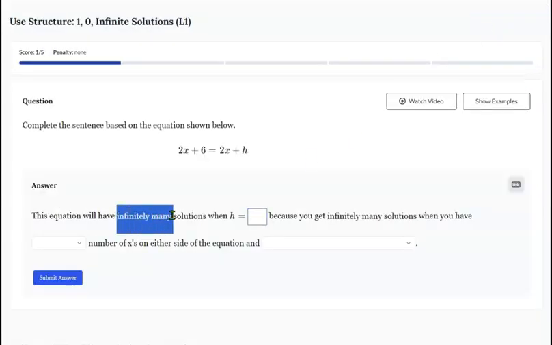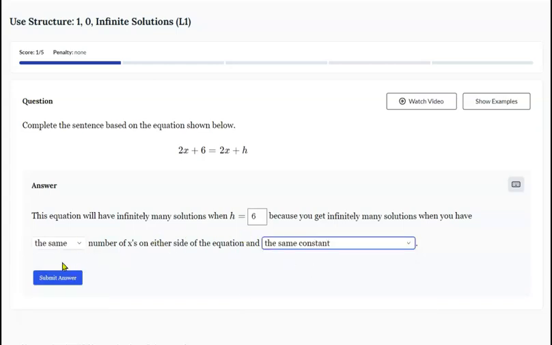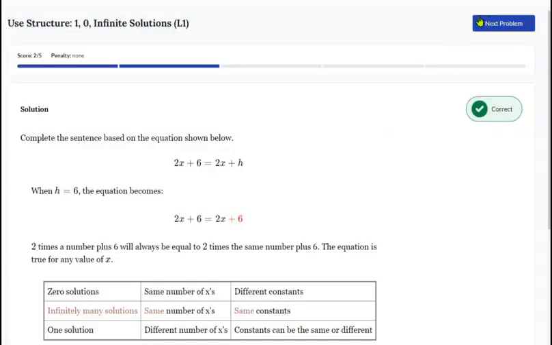Let's do that again. This time, they want us to have infinitely many solutions. Remember, to have infinite solutions, you have to have the same variables, which we do have, but you also have to have the same constants. So that means that the number in the box has to match the number on the other side. So I need to type a 6 in this box and only a 6, no other options. Because when you have the same number of x's and you have the same constants, you have infinitely many solutions.